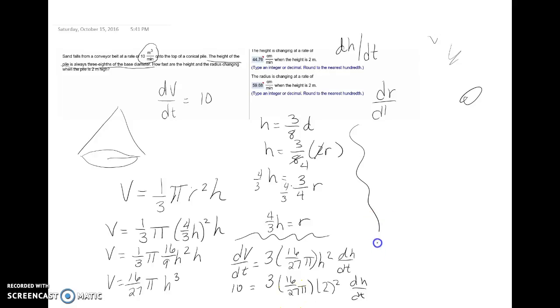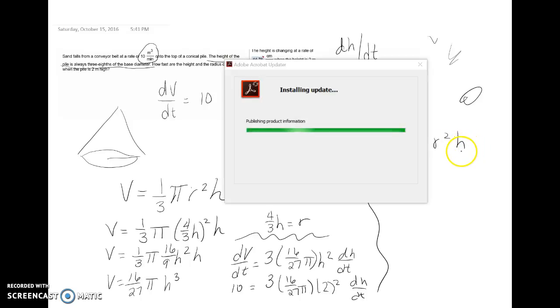Now, it's going to be very similar when we're solving for dr/dt. So we're still going to have this V equals 1/3 pi r squared h, but instead of plugging in for r, we're going to plug in for h.